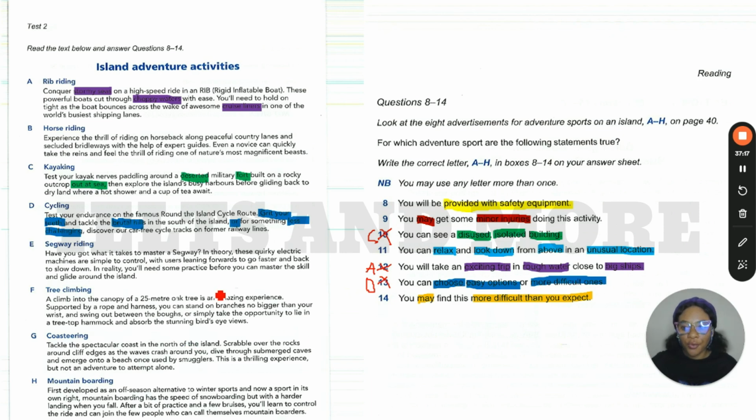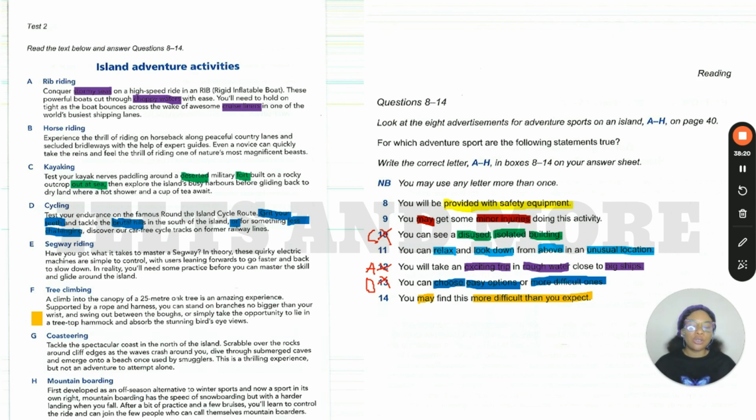So now, we move over to E. Now, E says Segway riding. Have you got what it takes to master a Segway? Now, the truth is that some of the words or vocabulary you see in IELTS, you might not know what they mean. It's possible. It happens to everyone, including me, right? Especially these activities that might not be available where you live. So you don't really know what they mean by kayaking and rib riding and Segway riding and the rest, because it's not something you know about.